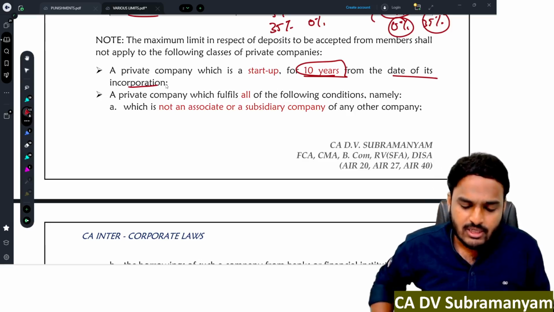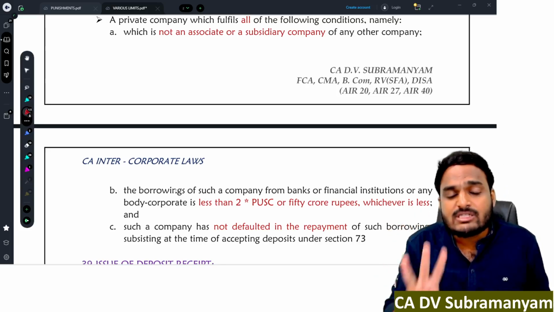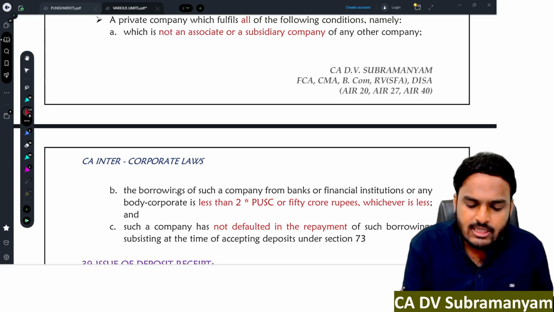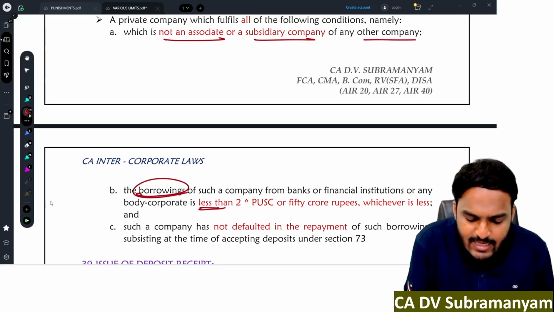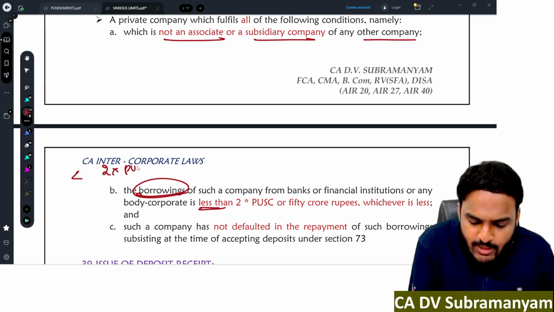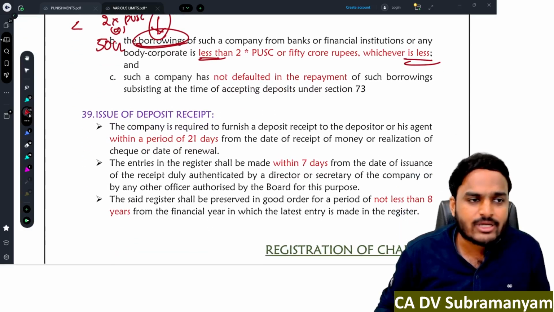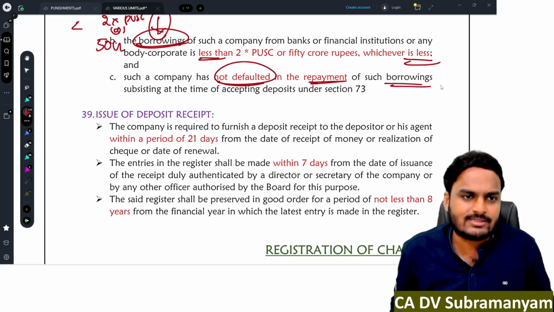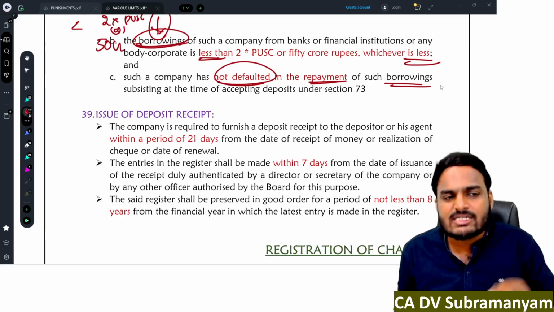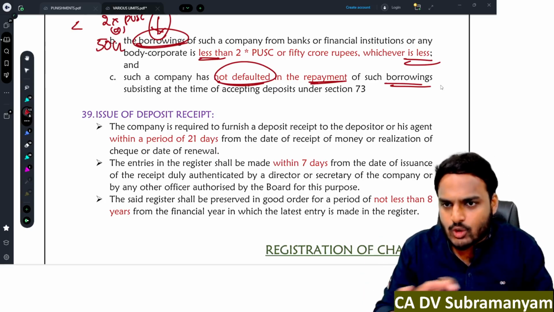Next, a private company which is satisfying all these 3 conditions can accept deposits even without any limits. Sir, what are those 3 conditions? Neither an associate nor subsidiary of other companies. Total borrowings less than 2 times of paid up share capital or 50 crores, whichever is less, and such company has not defaulted in repayment of such borrowings. Then those private companies can accept deposits even without any limits. It can go beyond 100%, beyond 1000%, beyond 10,000%, no limit.